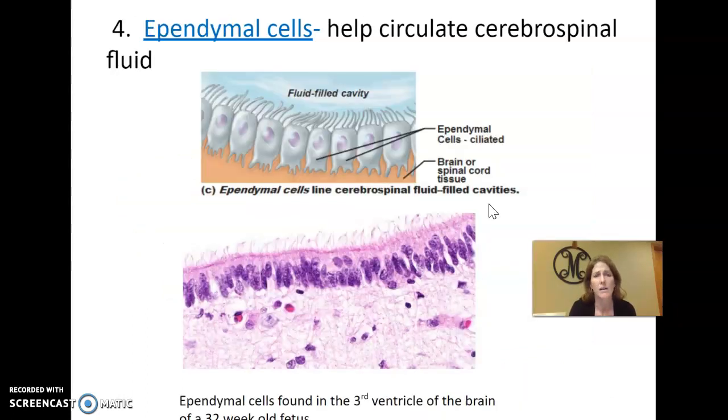And then we have ependymal cells. These are going to help circulate cerebrospinal fluid, and we'll talk about that a little bit later. You have fluid within your brain and around your brain and your spinal cord as well. And you have these tiny little hairs called cilia that help to keep the fluid moving. You can see the cilia down there as well.